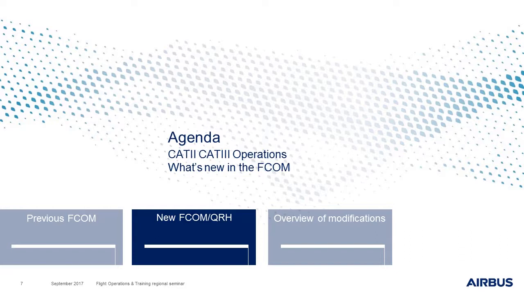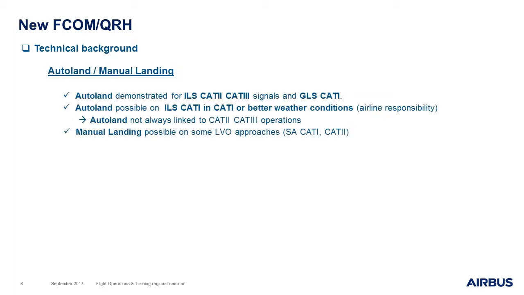Let's now have a look at the new FCOM QRH philosophy that we have chosen to improve the layout of CAT II/CAT III approaches. To define this philosophy, we first speak about the technical background: autoland and manual landing. The autoland has been demonstrated for ILS CAT II and CAT III signals and for GLS CAT I.